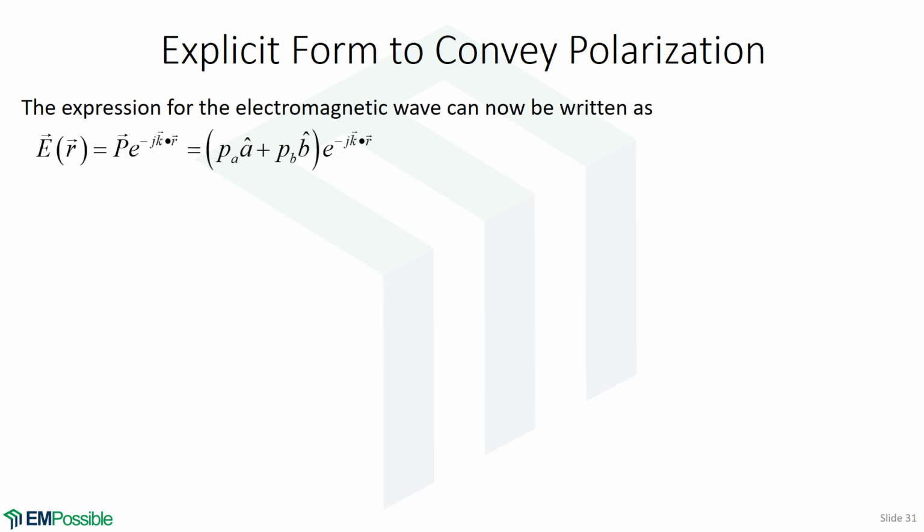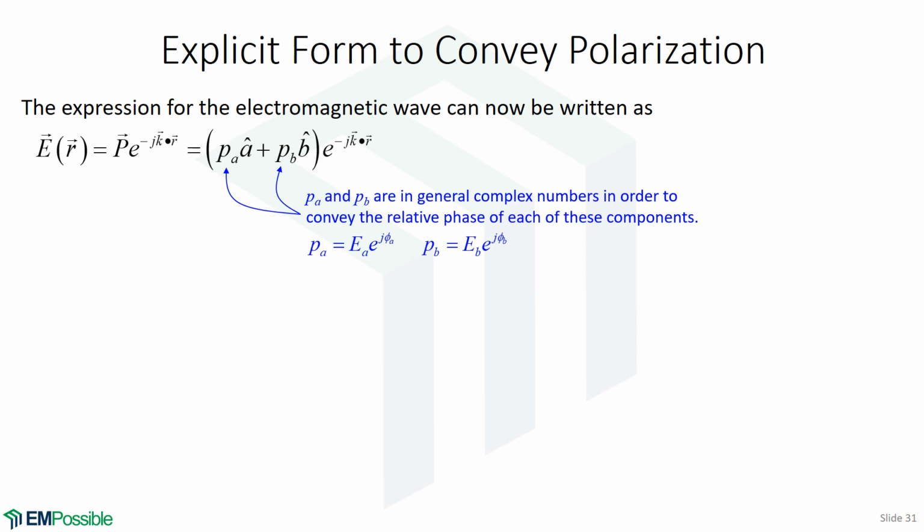So we are originally writing our expression for a wave this way. Our polarization vector times our oscillation term. And this is for a wave traveling in the K direction. But now we can write our polarization vector with more terms there. We're expanding this into A and B directions.